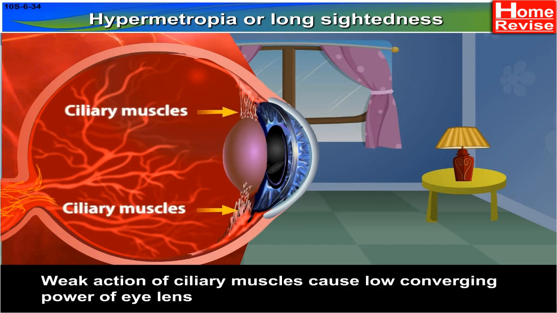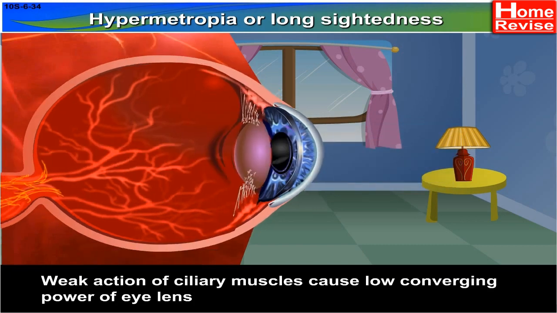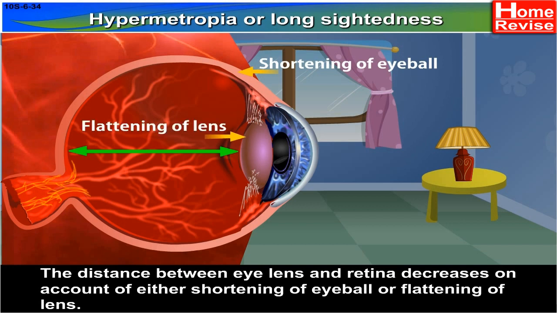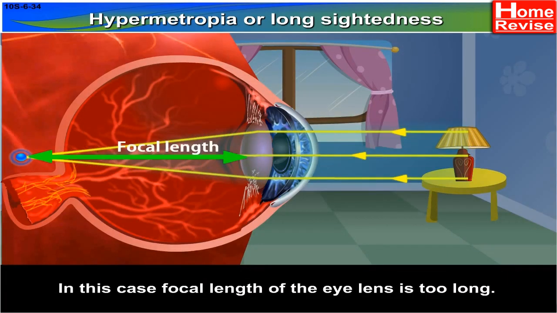Weak action of ciliary muscles cause low converging power of eye lens. B. The distance between eye lens and retina decreases on account of either shortening of eyeball or flattening of lens. In this case, focal length of the eye lens is too long.